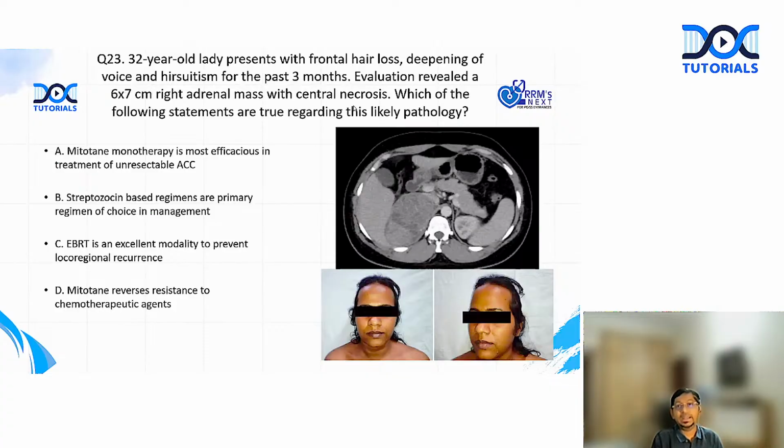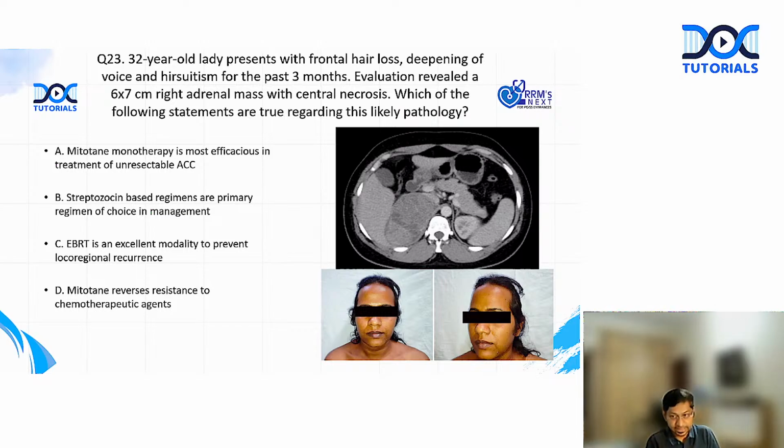Okay, a 32-year-old lady with frontal hair loss, deepening of voice and hirsutism for the past 3 months. Evaluation shows a 6 by 7 centimeter right side adrenal mass. You can see the picture here with central necrosis. Which of the following statements are true regarding this likely pathology? So what is the correct pathology here?